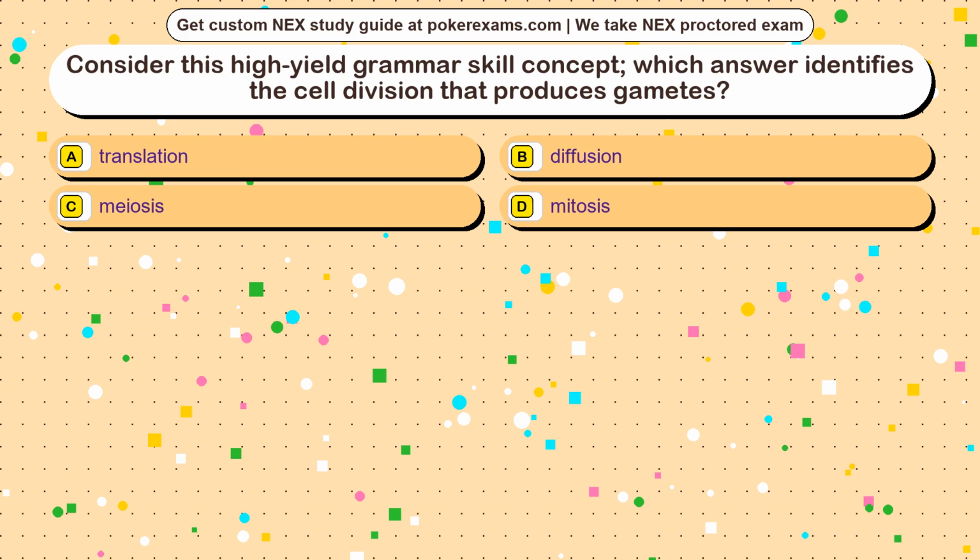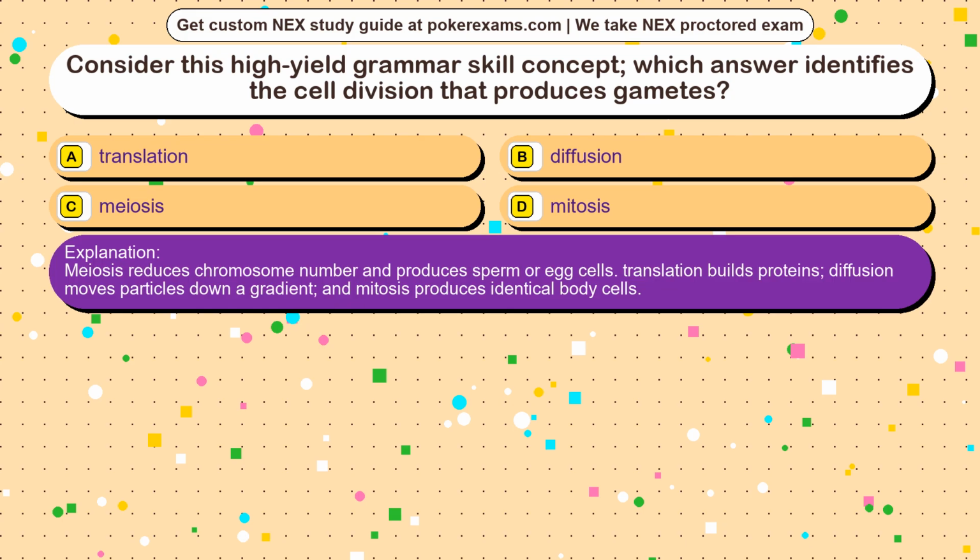The correct answer is option. Meiosis reduces chromosome number and produces sperm or egg cells. Translation builds proteins, diffusion moves particles down a gradient, and mitosis produces identical body cells.